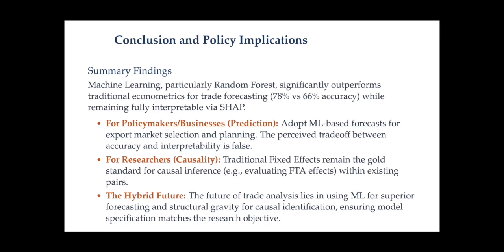So now it's time to sum up and conclude this presentation. Let me summarize the findings. Machine learning, particularly random forest, gives output that is really good relative to traditional econometric modeling: 78% versus 66%, after doing all those feature selections and updating the selection of the variables. The interpretability comes from the SHAP side of the predictions.